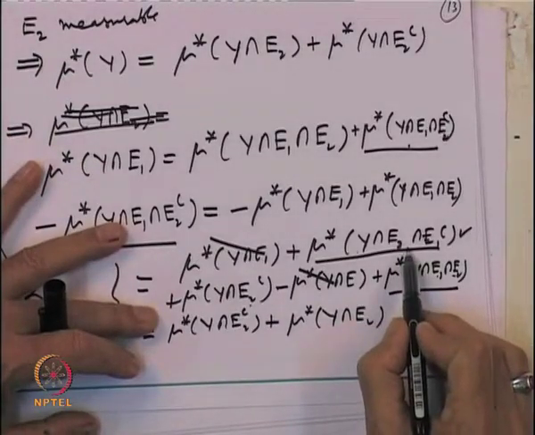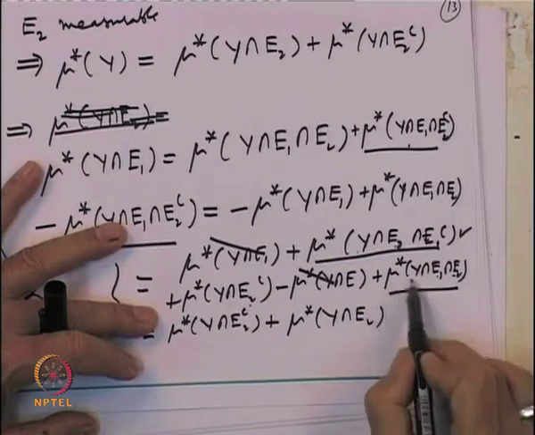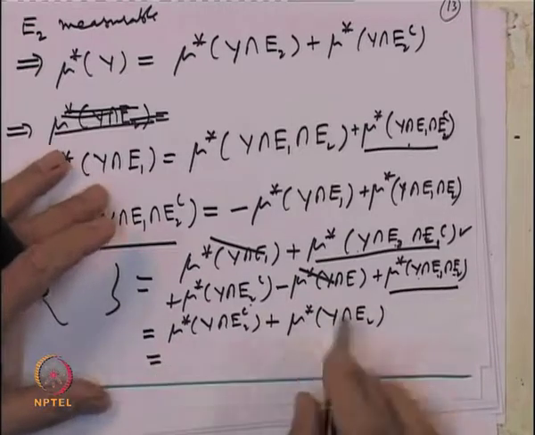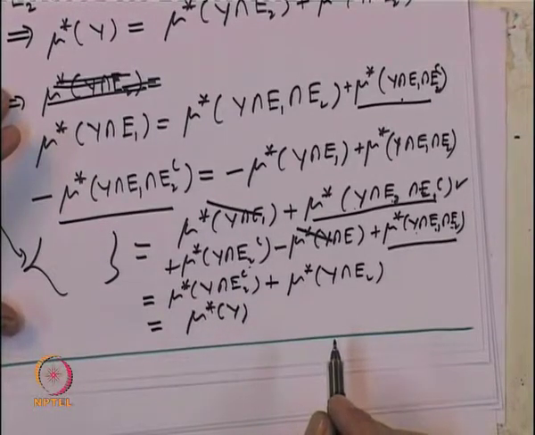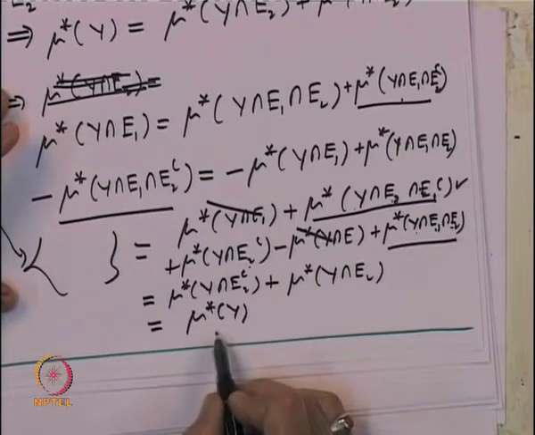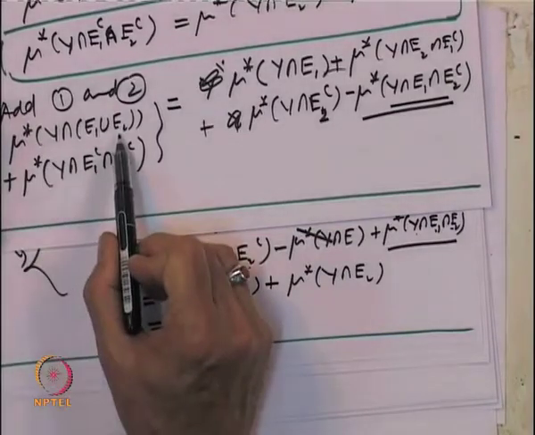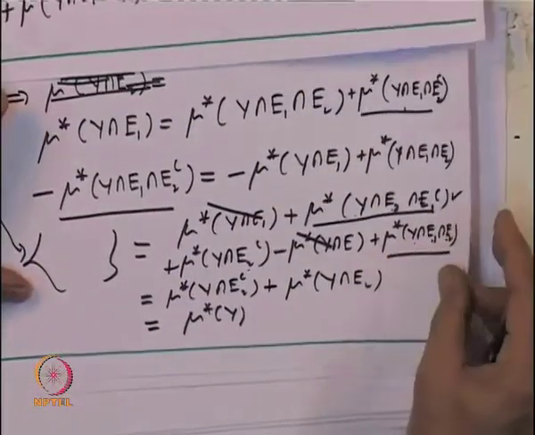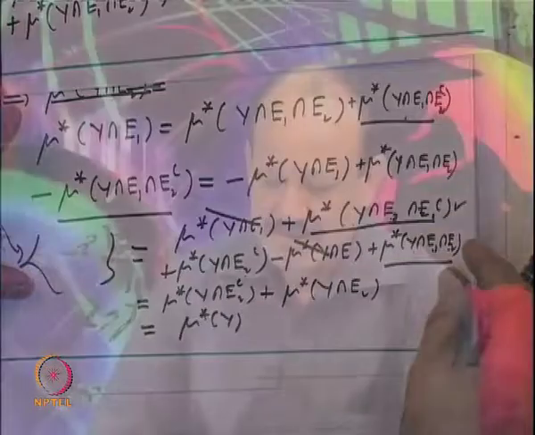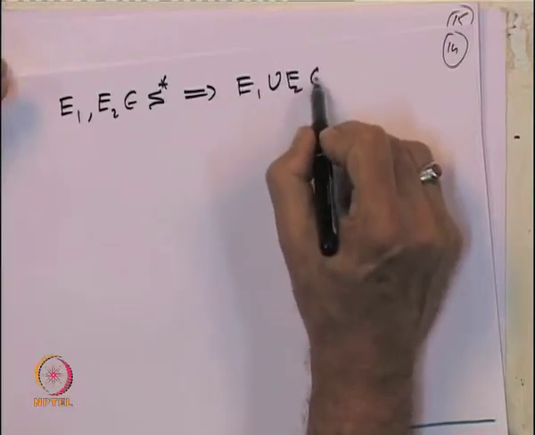Now, look at the fact that E 1 is measurable. So, mu star of y intersection E 2 is mu star of y intersection E 2 intersection E 1 complement plus mu star of y intersection E 1 intersection E 2. And now, once again using the fact that E 2 is measurable, that is equal to mu star of y. So, we have proved the required condition that mu star of y is equal to mu star of y intersection E 1 union E 2 plus mu star of y intersection E 1 complement intersection E 2 complement. That means we have proved that S star is an algebra of subsets of the set X. What we have shown is E 1, E 2 belonging to S star imply E 1 union E 2 also belongs to S star.